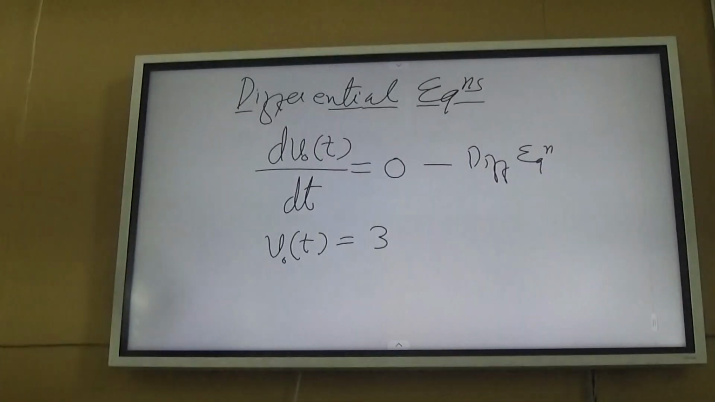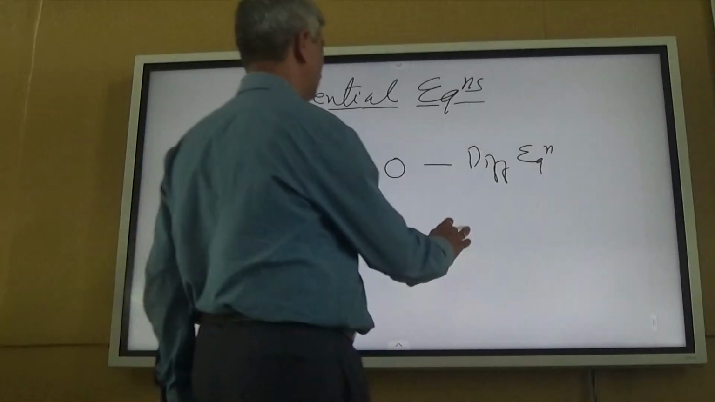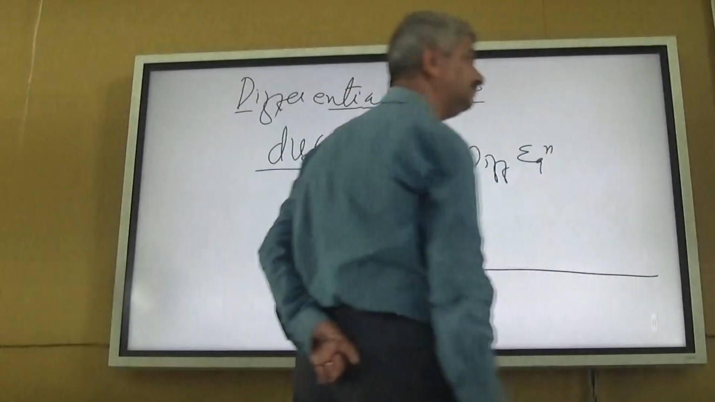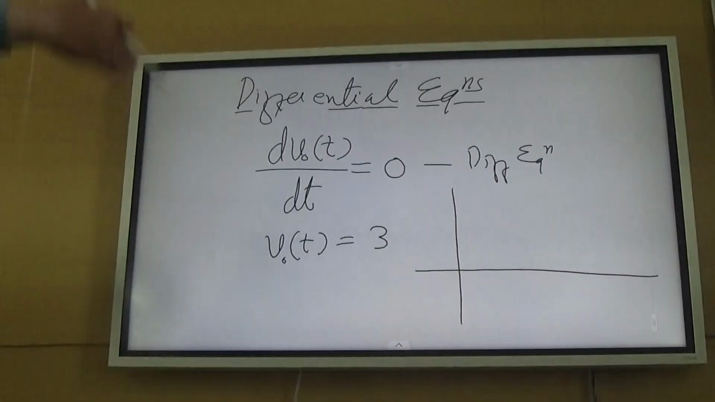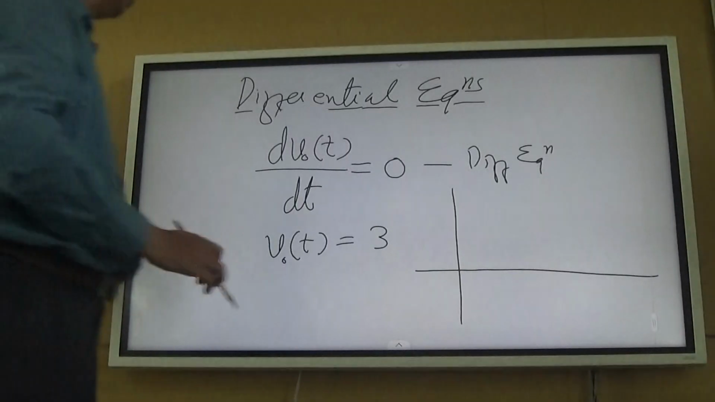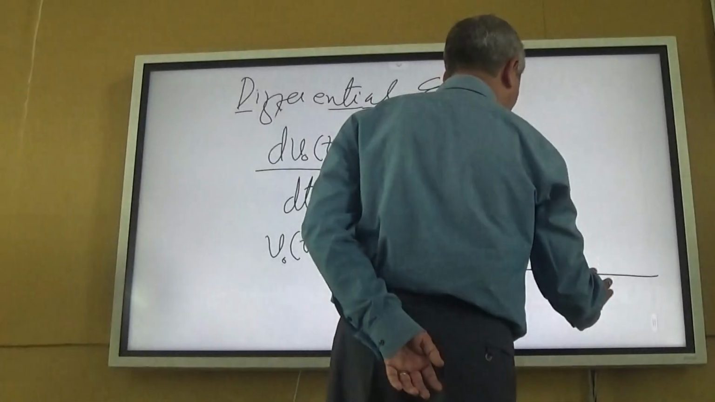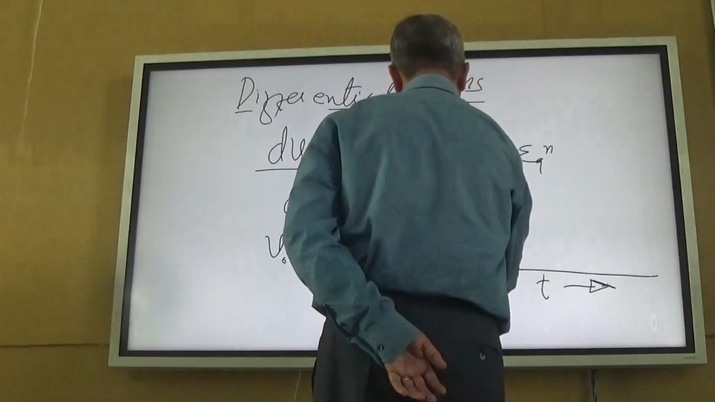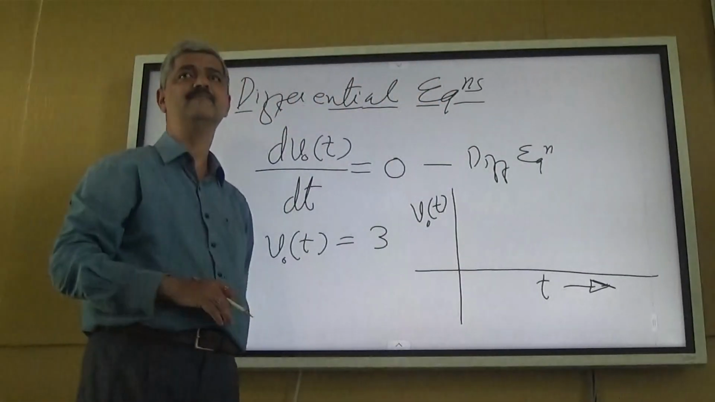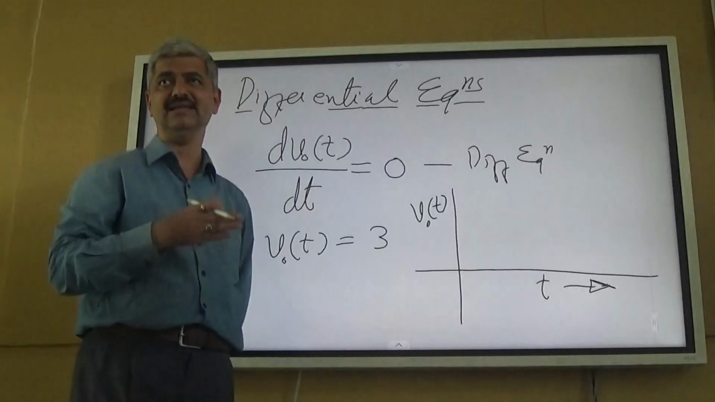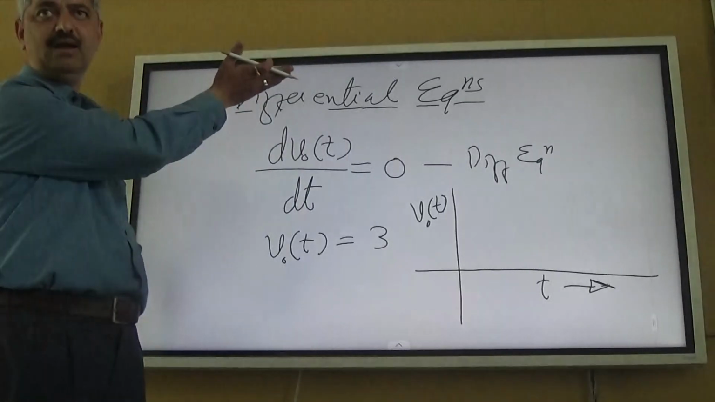Now take 0, no, 3. V(t) equal to 3, what does it mean? If you plot it, how should it be plotted? On the horizontal axis we have time, and on the vertical axis we have the variable V(t). V(t) versus t. So what would be the solution for the second equation? How would it look? A line parallel to the horizontal axis at a distance 3 in the upper half.